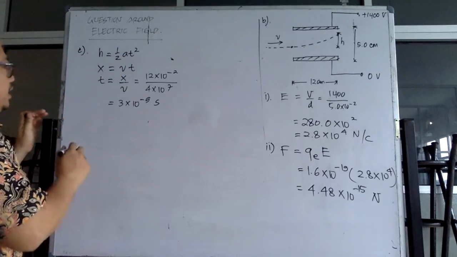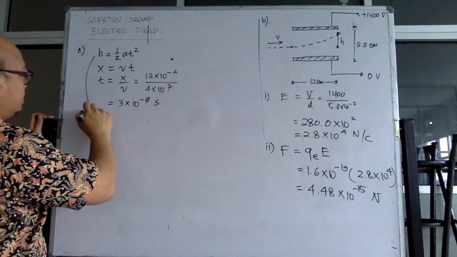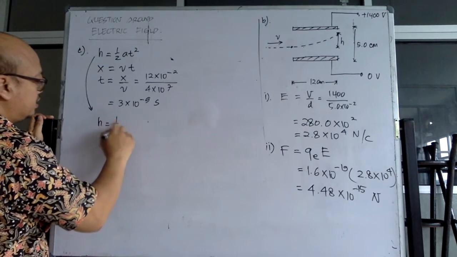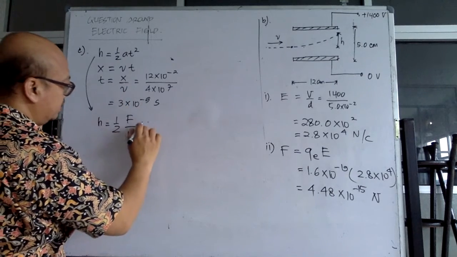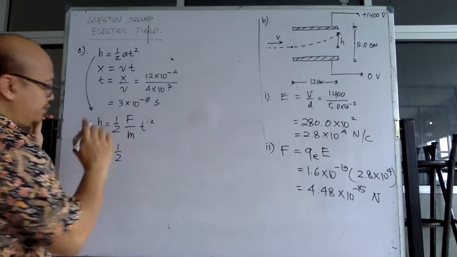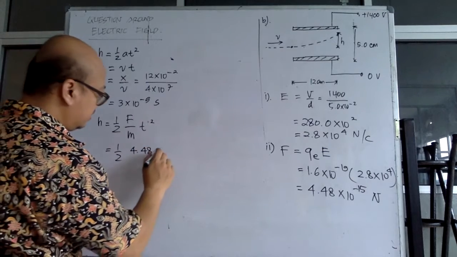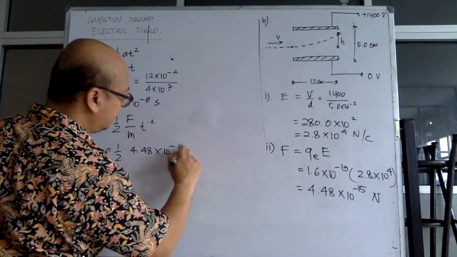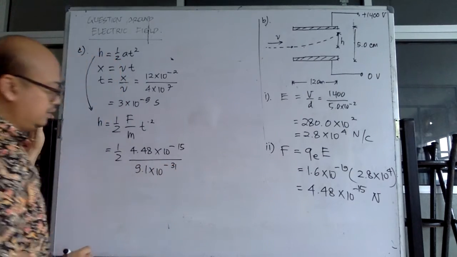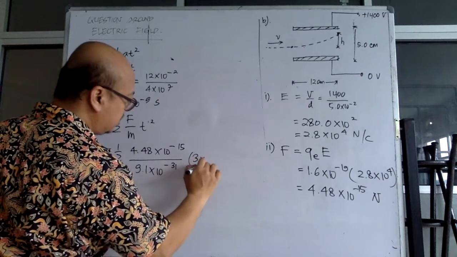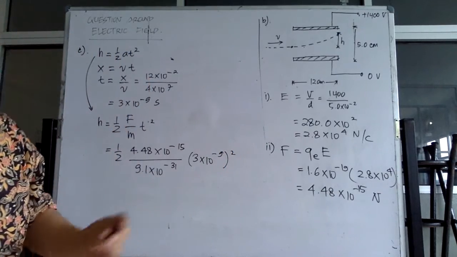After this, we find a, where a equals F divided by m. So directly, h is half times F over m, times t squared. F is 4.48 times 10 to the minus 15, divided by 9.1 times 10 to the minus 31, and then t is 3 times 10 to the minus 9 seconds squared. Finally we get this here.